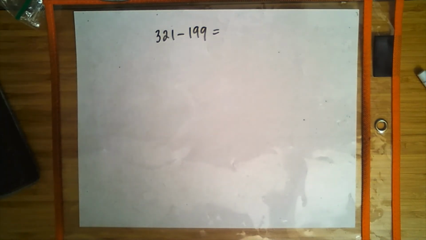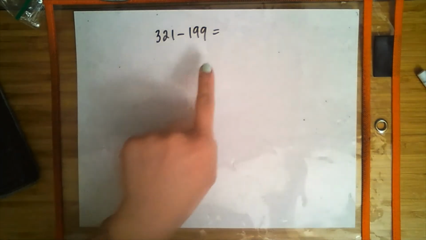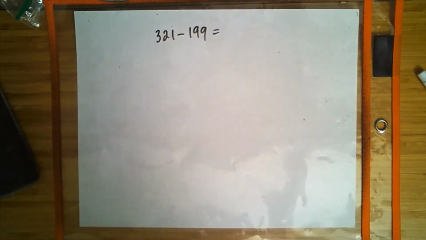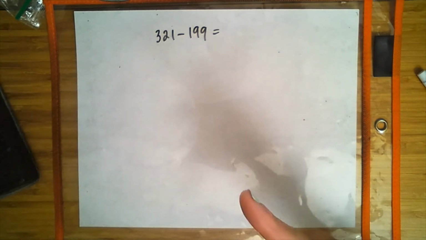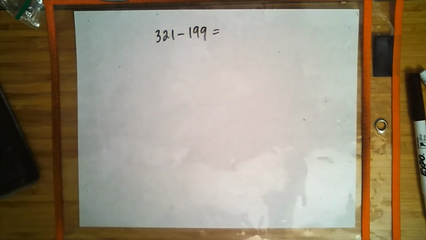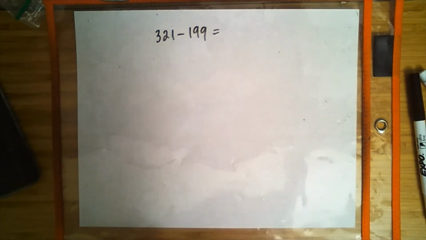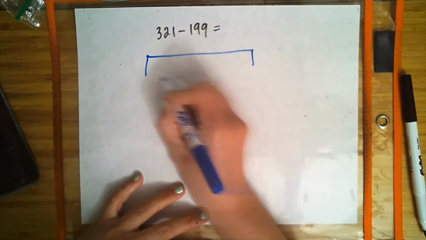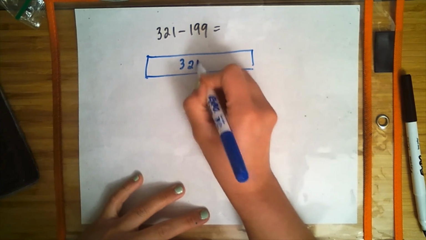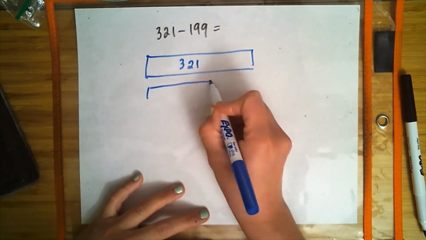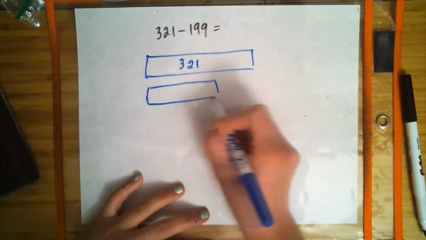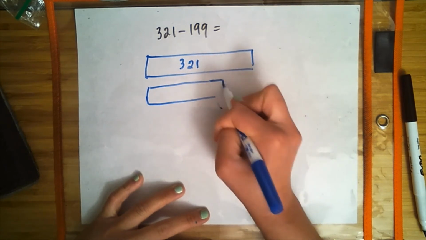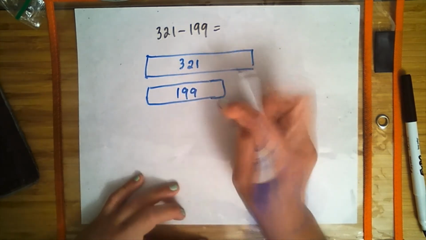In this problem, I see that the number I am taking away is very close to 200. How much more do I need to add to make 200? I need 1. So, we're going to draw a tape diagram and show compensation for that. Let's go ahead and do that. 321. And then 100 and, we can make this a little bit longer, 199.